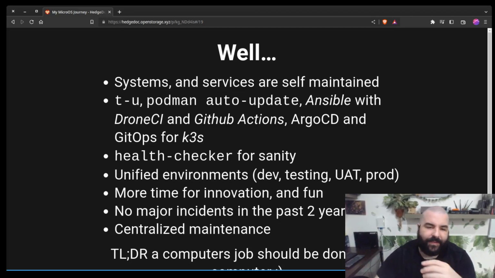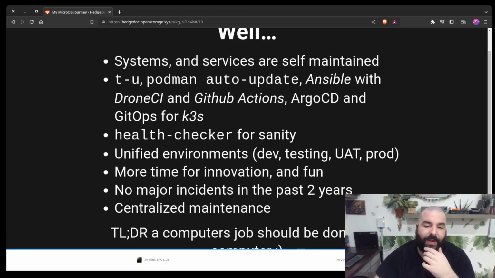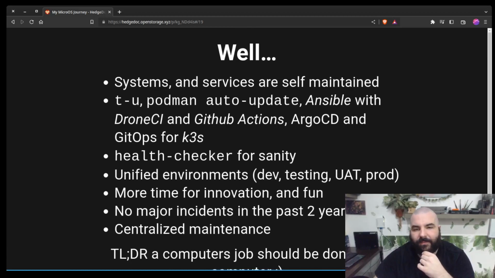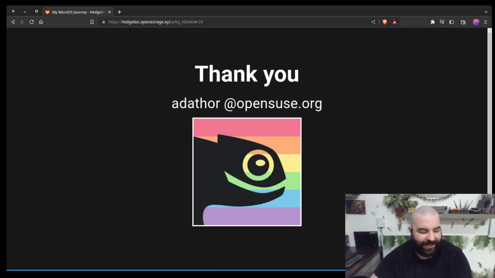We essentially reached the state where we have centralized maintenance. Long story short, a computer's job is best done by a computer. So let the computer do it. And with that, look into containerization. Don't be scared of containers. Try out MicroOS Desktop, Aeon. Try out Aeon, give it a go.